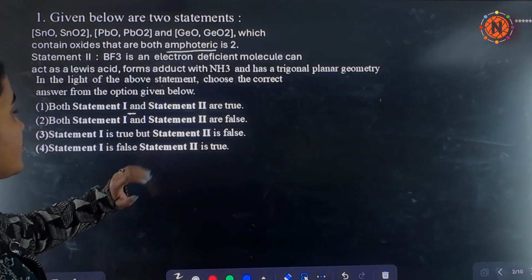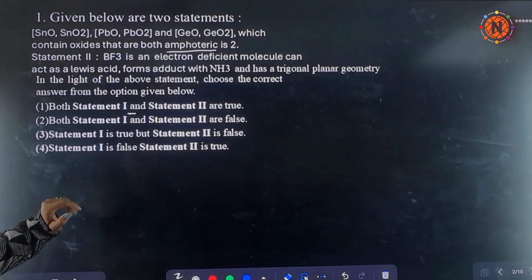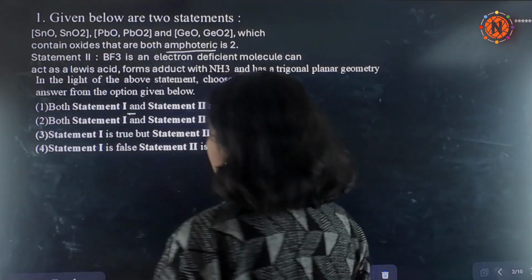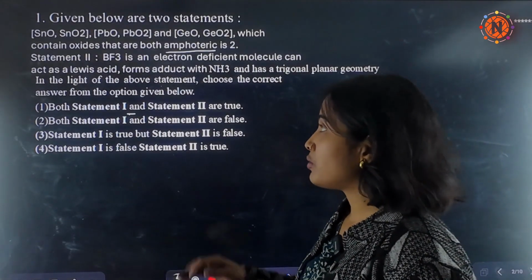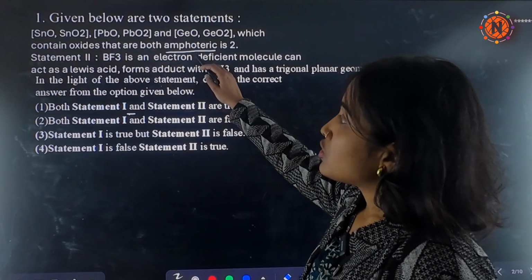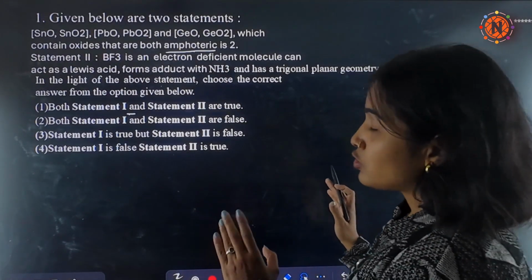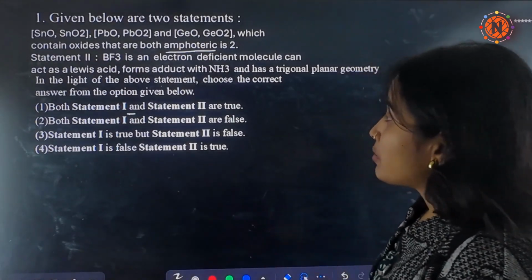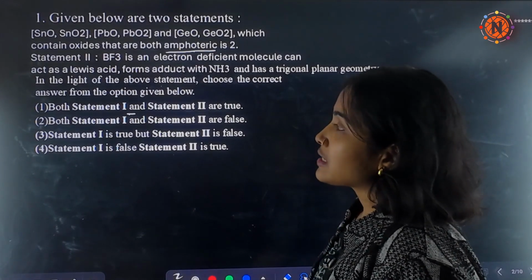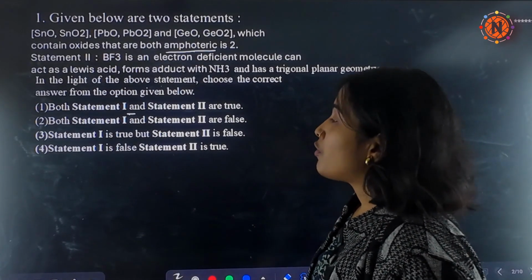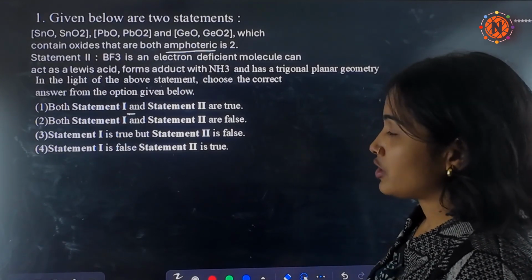The very first question has two statements. The first statement says that tin oxide, lead oxide and germanium oxide contain oxides which show amphoteric nature, and that within these three, two are amphoteric. Statement 2 says that BF3 is an electron deficient molecule that acts as a Lewis acid, forming an adduct with ammonia, and has a trigonal planar geometry.